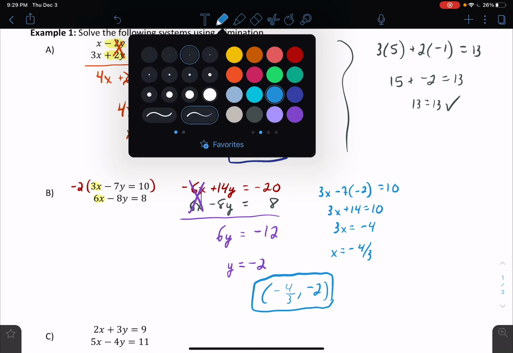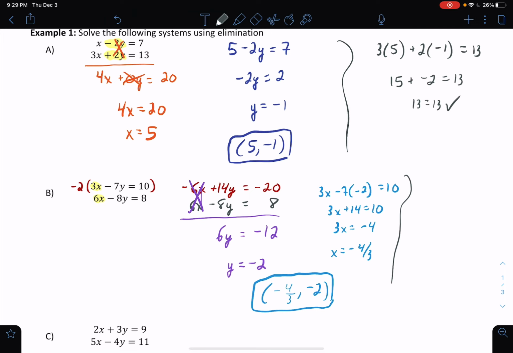All I need to do, my calculator is going to help me out here maybe, is check it in the second one. All right, so I've got 6x, but instead of x, I'm going to plug in negative 4/3, minus 8y, but instead of y, I'm going to plug in negative 2, and I'm going to make sure that that equals 8. I'm going to make sure that this equation is satisfied.